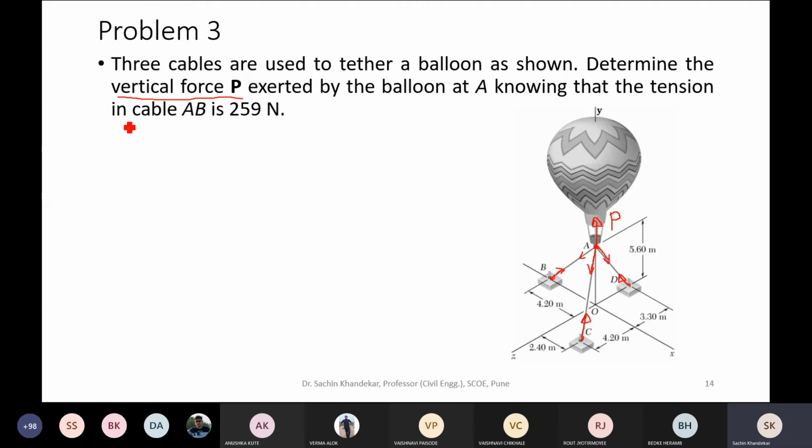And one more thing is given. If the tension in cable AB is 259 Newton. So this is that cable AB. Okay. So can anybody answer whether this is a problem on equilibrium or not?